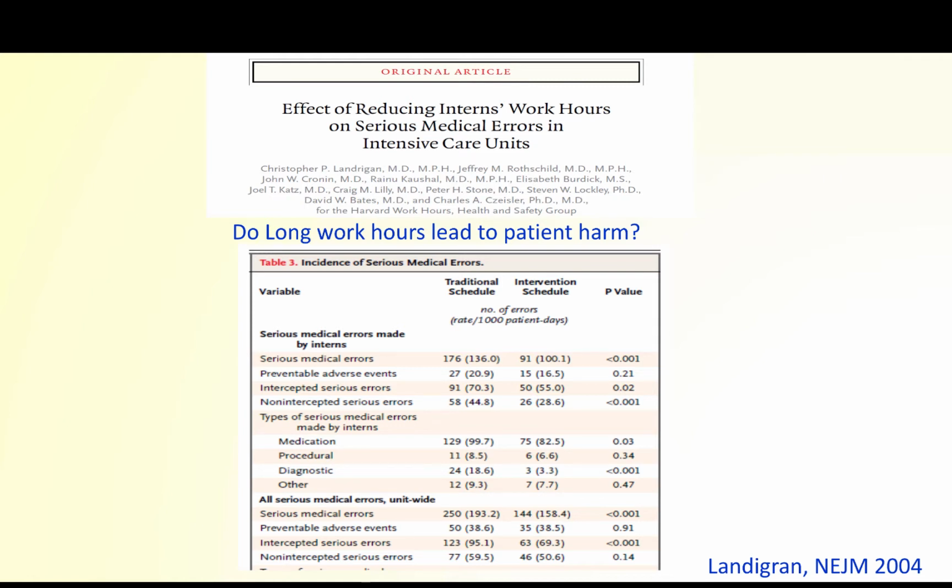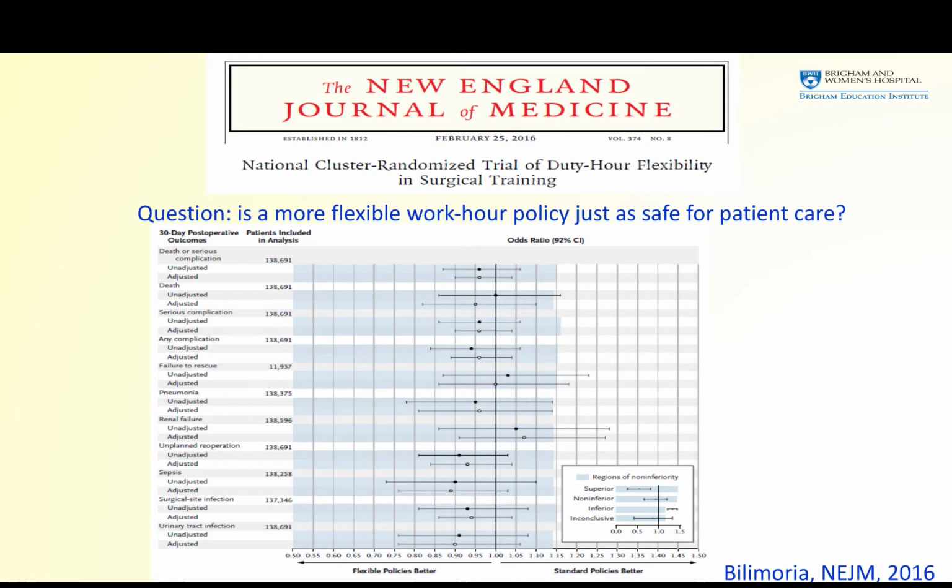And they asked, do long work hours lead to patient harm? And you see here 2 columns, the traditional schedule when residents were in the hospital a bit longer, and then an intervention where there was more ability and greater ability for rest. And you can see then on the y-axis the number of medical errors showing a reduction with the intervention. That would clearly lead one to say that people should be put on the intervention schedule because it reduces harm to patients.